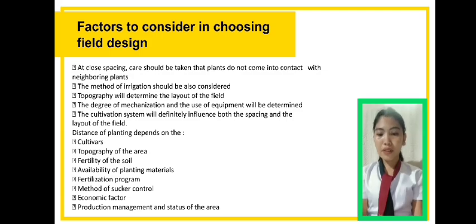It depends on the cultivars, topography of the area, fertility of the soil, availability of the planting materials, fertilization program, method of sucker control, economic factors, production management, and status of the area. Choosing the right planting distance is crucial for a good harvest. And to prevent plants from competing for water and nutrients, consider all factors mentioned above to achieve good results.